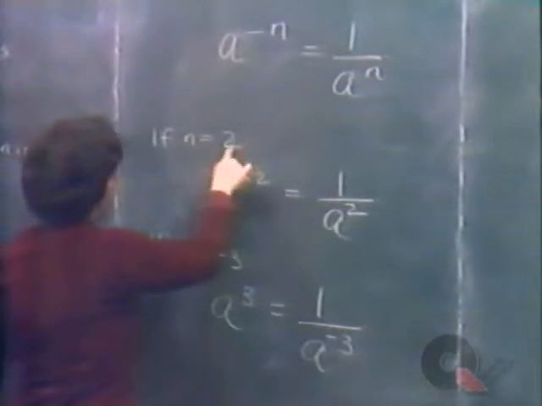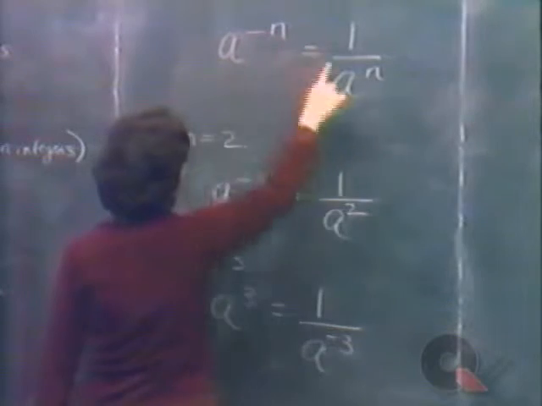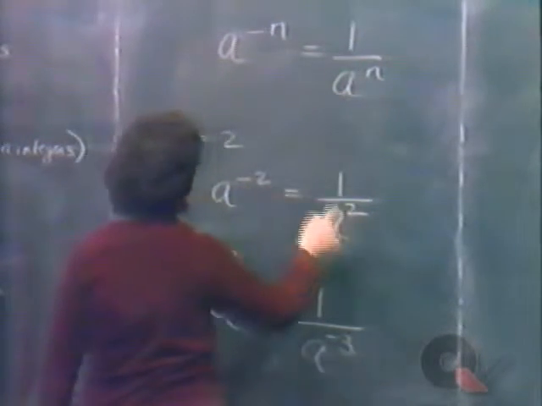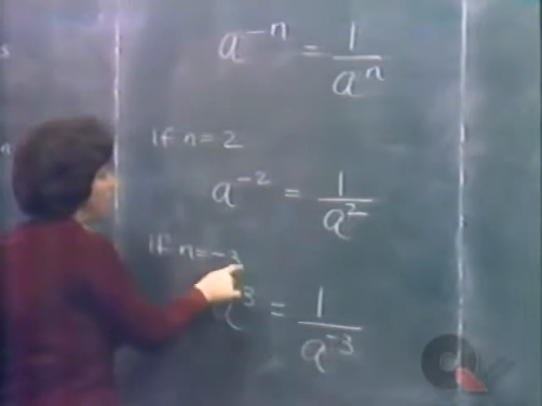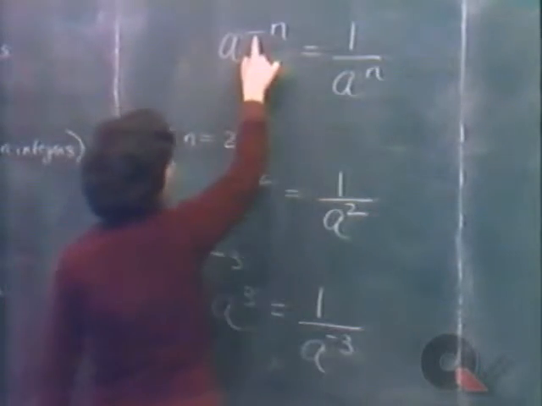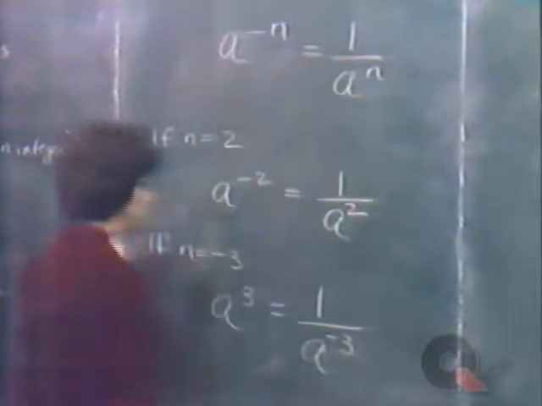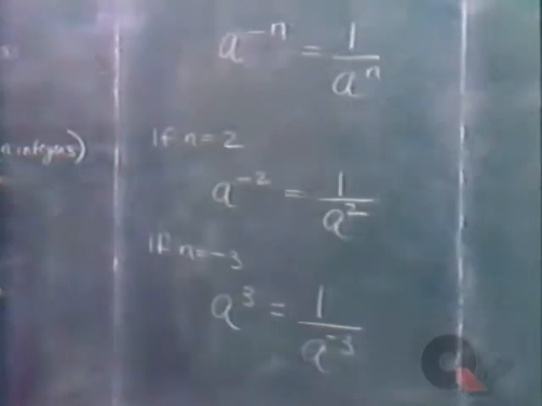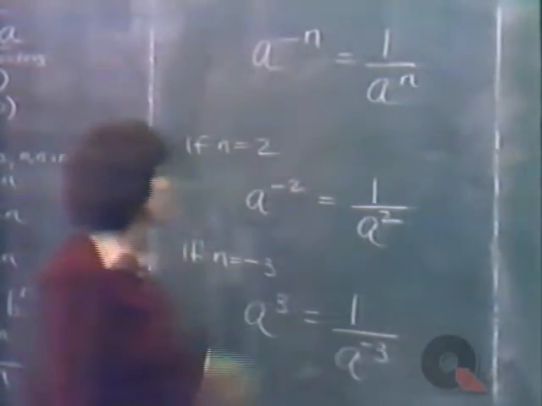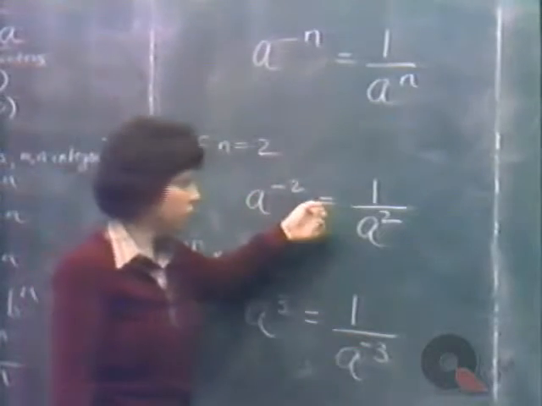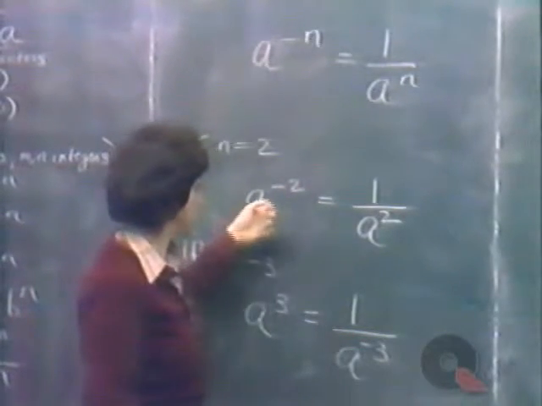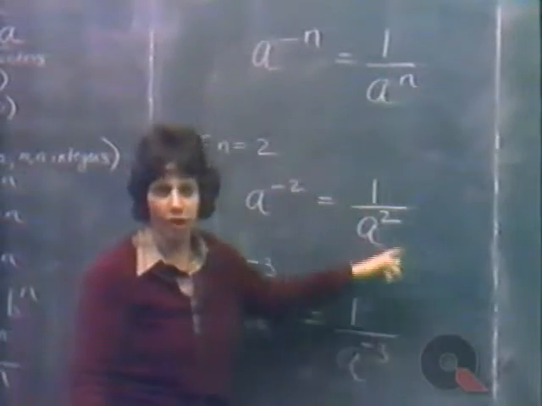First time around, I let n be 2. A to the minus 2 is 1 over a to the 2. The next time, n was minus 3. A to the minus 3, or a to the plus 3, is 1 over a to the minus 3. So you see that this rule can be used in either way. If you have a negative exponent in the numerator, in this case, a to the minus 2, you can rewrite it as 1 over a squared.